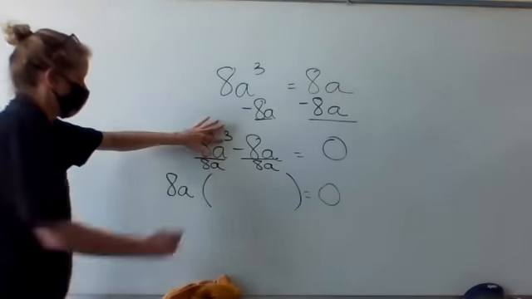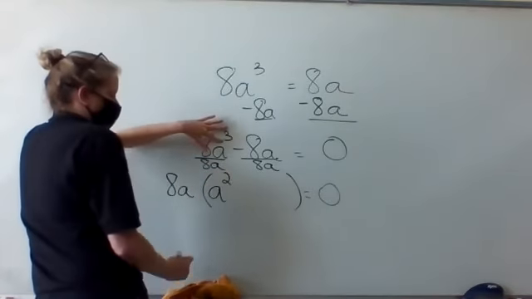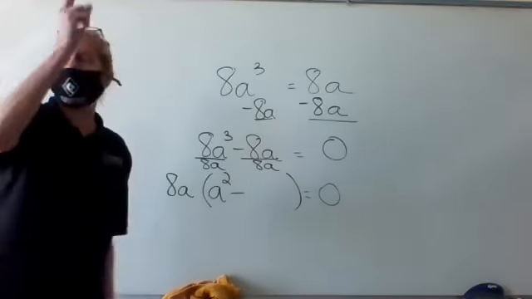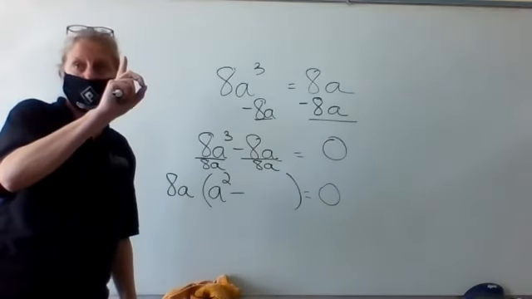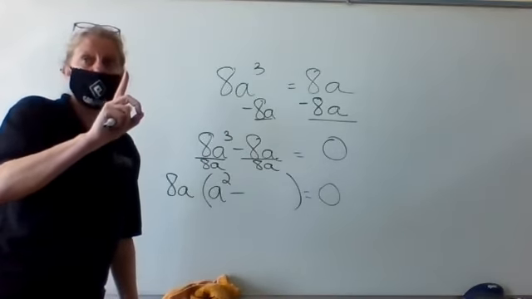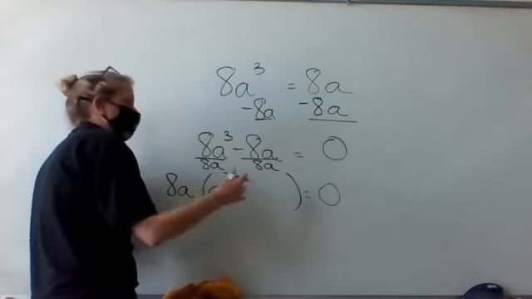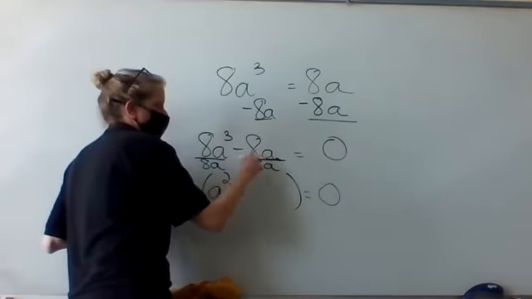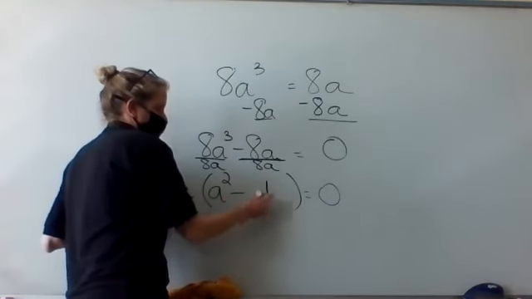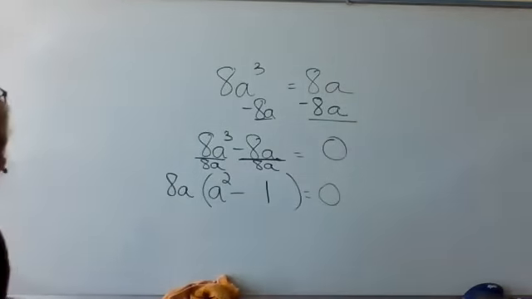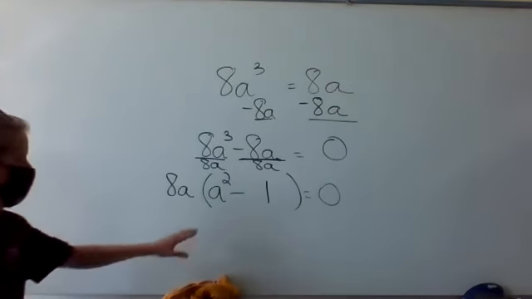I took out an a, so I'm left with a squared minus, be careful here, what is 8a over itself? Anything over itself is just a 1, right? Just a plain 1. I took out the a and I took out the 8. You're not left with nothing though. Remember, you're dividing. Anytime you divide something by itself, you are left with 1. So here's my factors. Done factoring? Well, actually, I'm not done factoring.